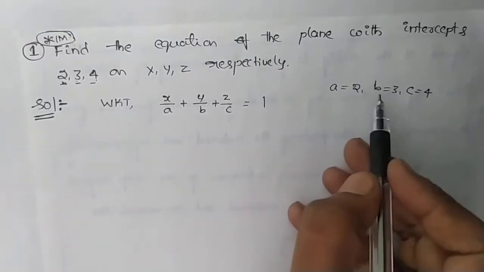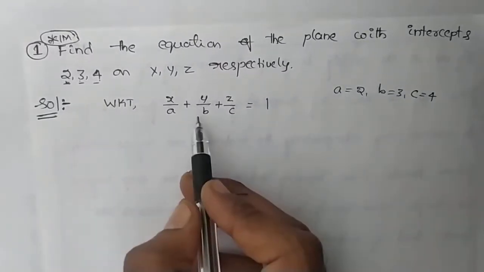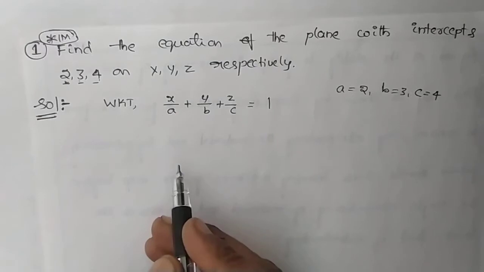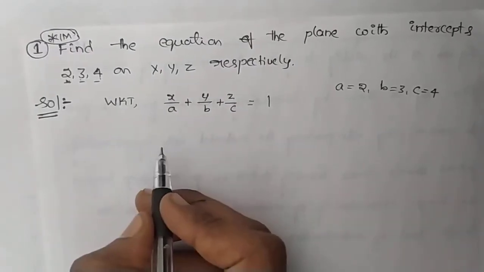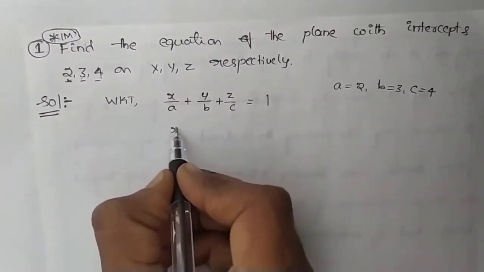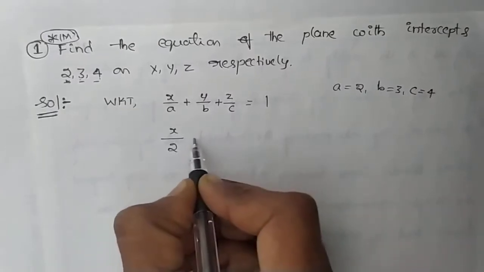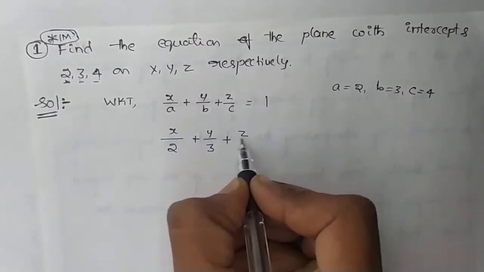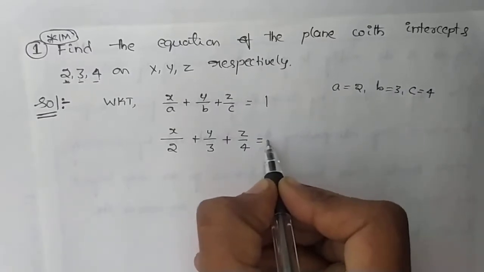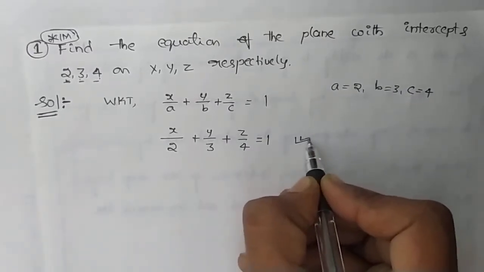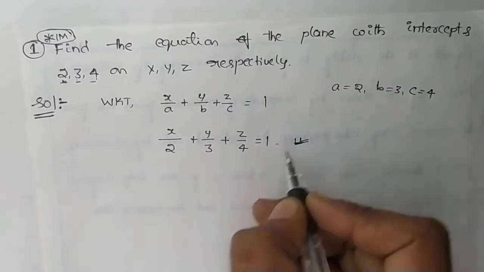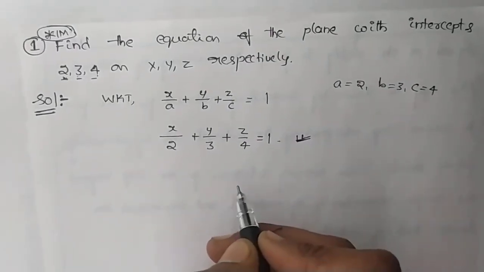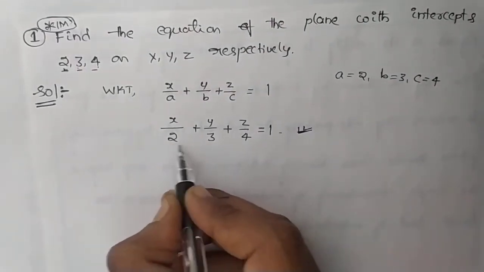You just substitute this a, b, c in this equation. Finally, you will get the required equation of a plane: x by 2 plus y by 3 plus z by 4 equals 1. Hence, it is the required equation of a plane. Let us simplify further. Here in the denominator we have 2, 3, 4.